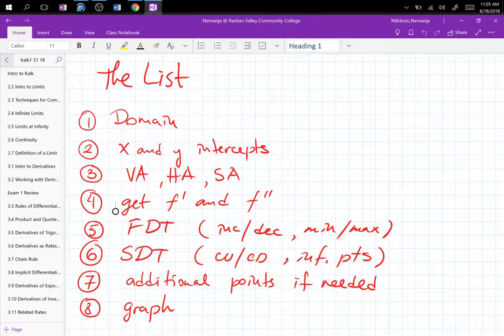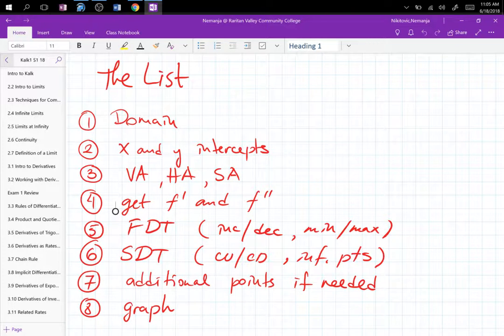So we would like to develop a technique to graph anything by using calculus and things you learned before. So what we came up with is the list of these 13 things disguised in 8 bullet points, where you look for domain, you look for x and y intercepts, horizontal, vertical, and slant asymptotes, get the first derivative, so first, second derivative tests, and then if you need additional points, like that's the middle school stuff, to put all of the stuff together.